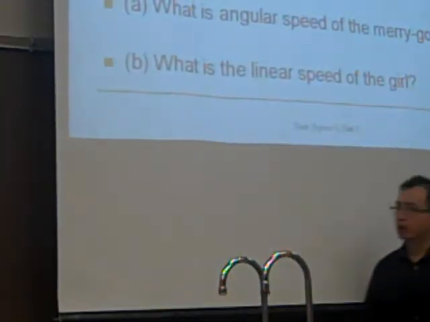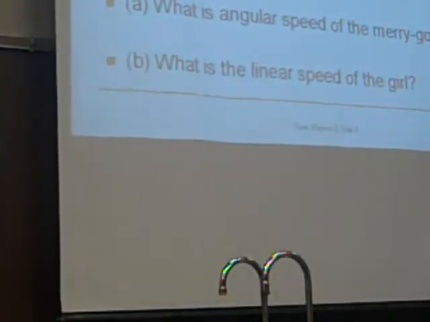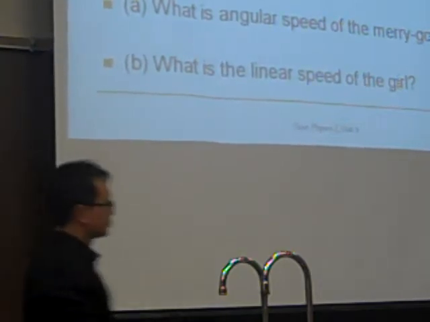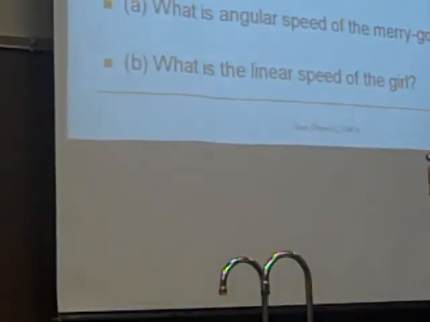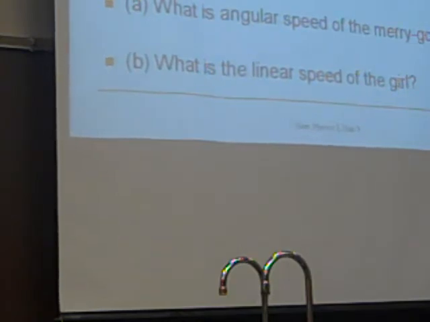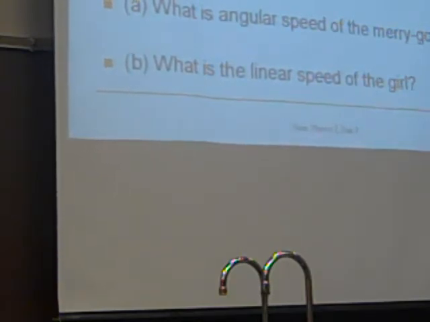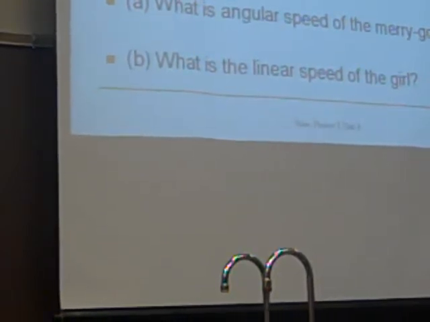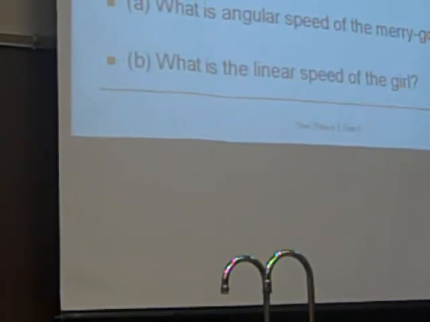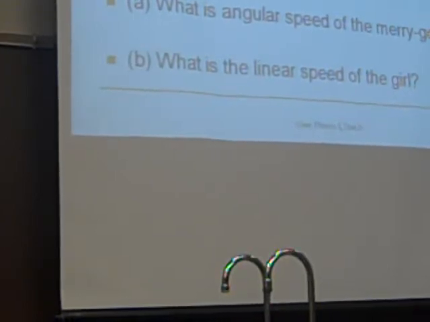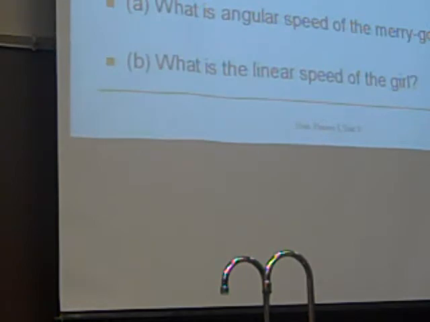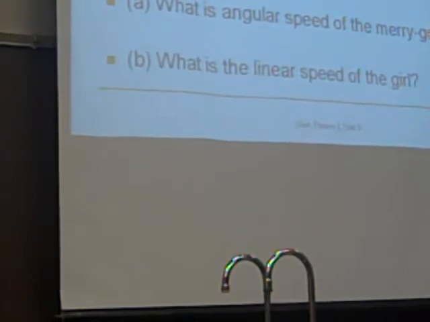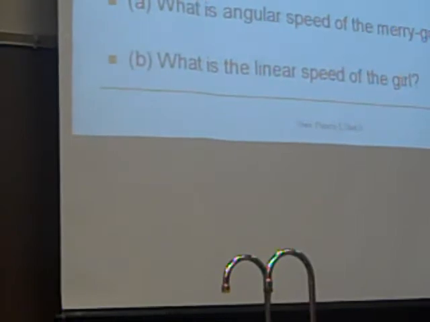Okay, another example. A girl of mass 50 kilograms stands on the rim of a merry-go-round. Radius is 2 meters. Rotational inertia of the merry-go-round is 800. By the way, the unit of the rotational inertia is kilogram multiplied by meter squared, because it's always in the form of mr squared.